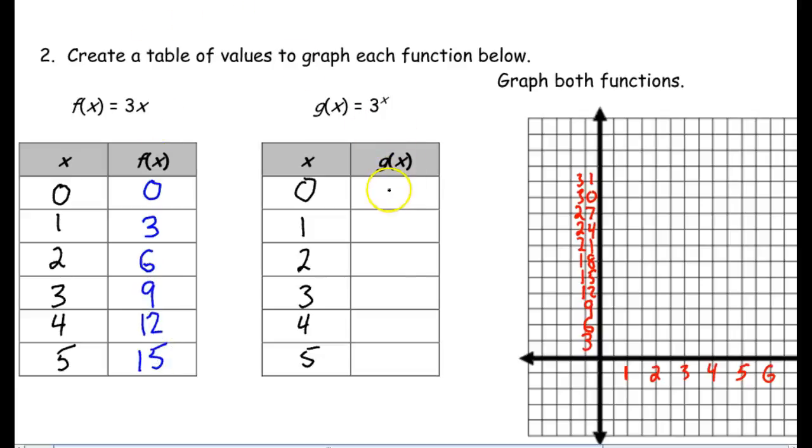And here we have 3 to the 0 is 1, 3 to the 1 is 3, 3 to the 2nd is 9, 3 to the 3rd, which is 9 times 3, is 27. And we have 3 times 27, which is 81, and 81 times 3, which is 243.